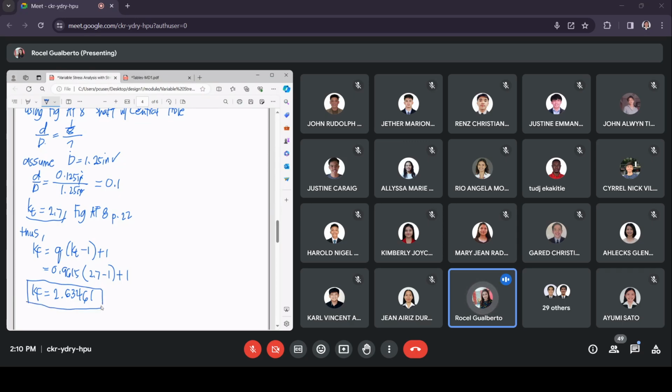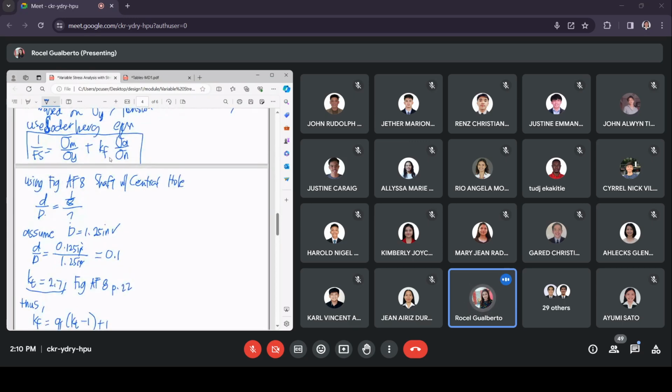So better that you put all components of your Soderberg equation in a box, so that we can easily substitute this to the Soderberg equation later. So you have there already the value of Kf. So Kf, sigma y, Fs. What we need now is sigma m, sigma a, and sigma n. Sigma m and sigma a refer to the type of variable stress. So we have repeated, reverse, and fluctuating.